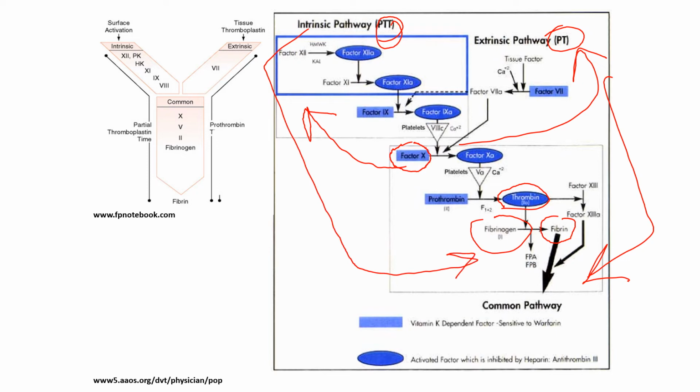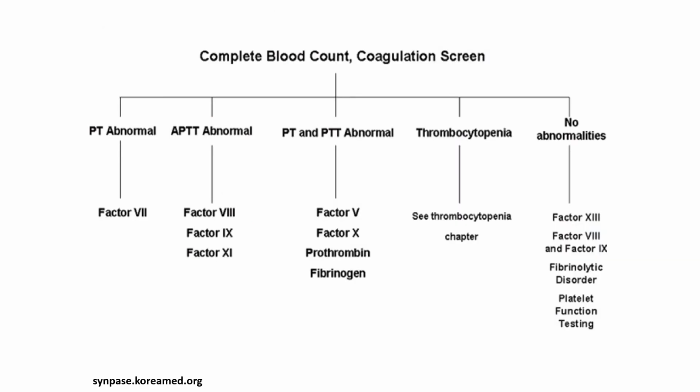For the extrinsic pathway, the body needs 12 seconds to form fibrin. For the intrinsic pathway, the body needs almost 45 seconds to form fibrin. So PT and PTT are tests assessing the time needed by the body to form fibrin, either by activation of factor 7 in the extrinsic pathway or activation of factor 12 in the intrinsic pathway. So these are examples of when you get abnormal results, for example for PT, PTT, platelet count, or platelet function.